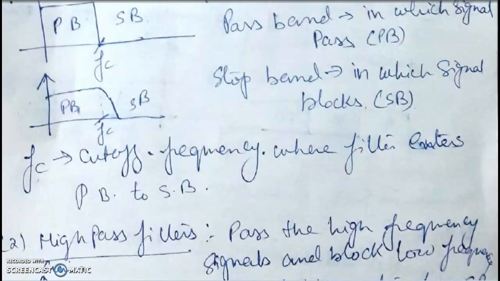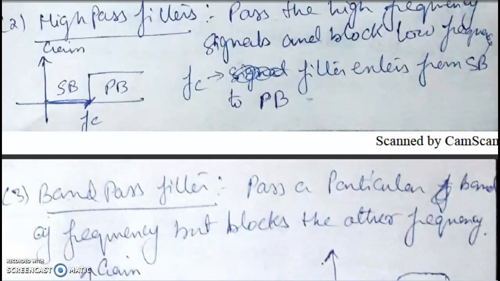Cutoff frequency is the frequency where filter enters from pass band to stop band in case of low pass filter. So low pass filters pass the low frequency signal, that means from 0 to cutoff frequency, and block all the other high frequency signals. When we talk about the high pass filter, it will pass the high frequency signal and block the low frequency signal. That means it will block the low frequency signal and pass the signal from cutoff frequency to infinity. Again, two bands are there, stop band and pass band, and the point of frequency where this transition is taking place is called cutoff frequency FC.